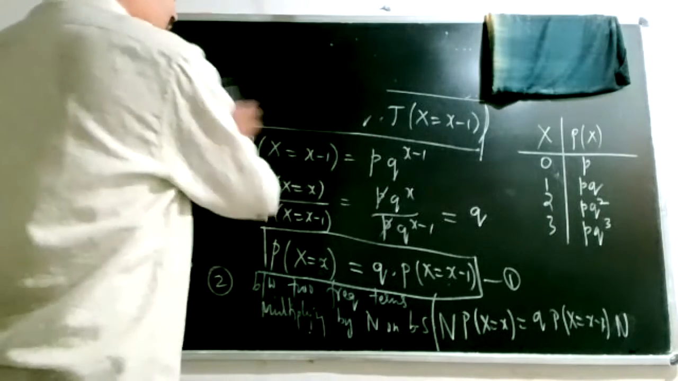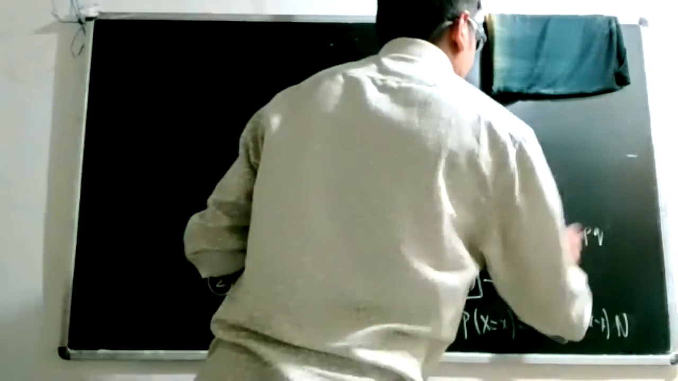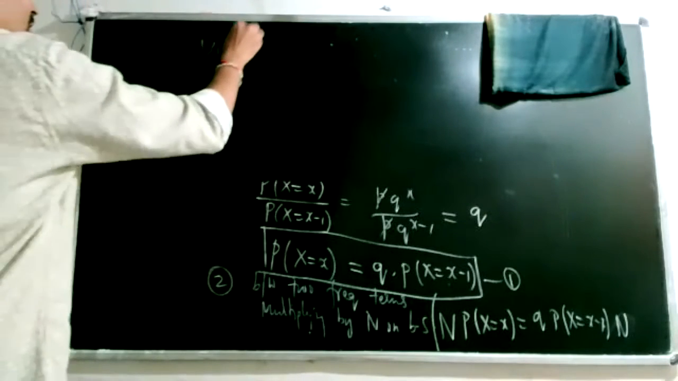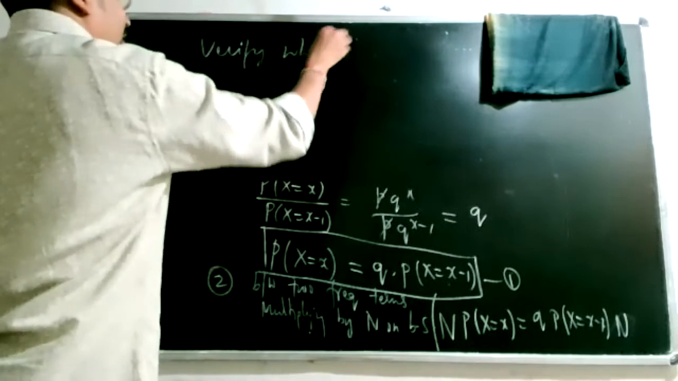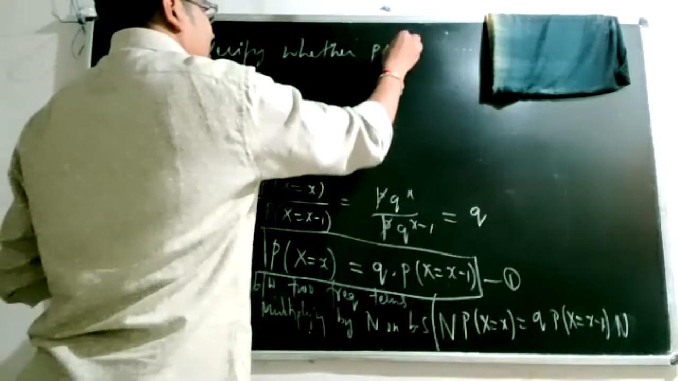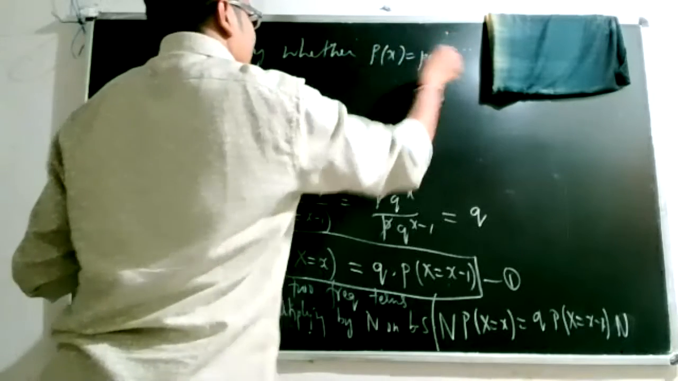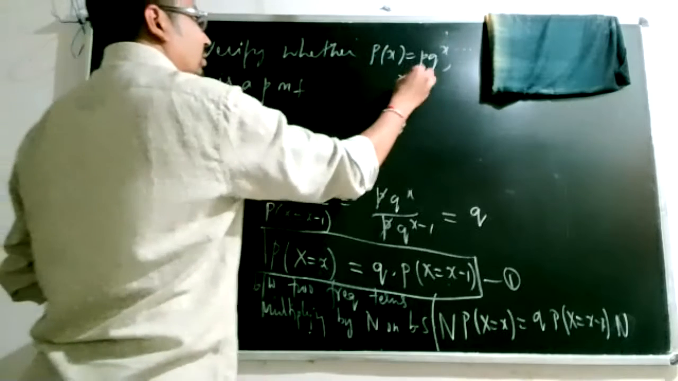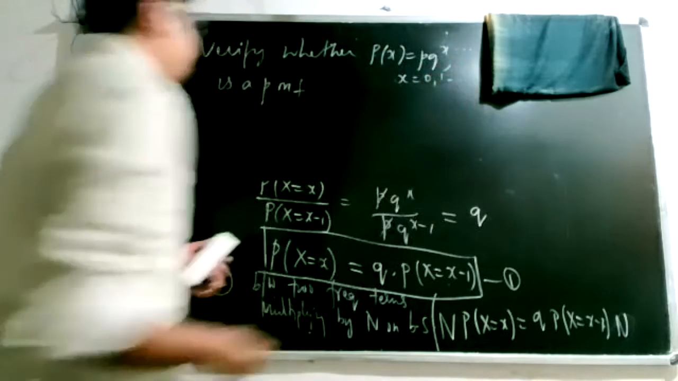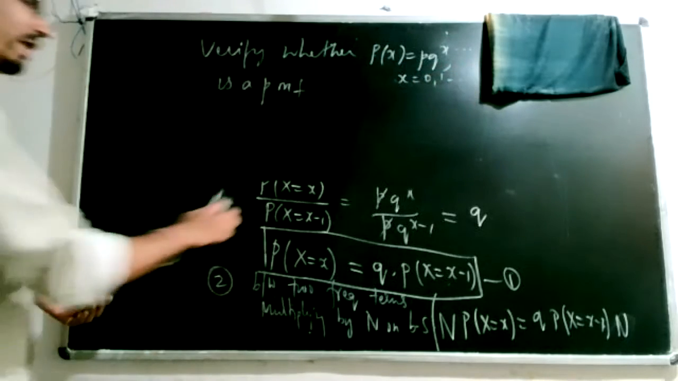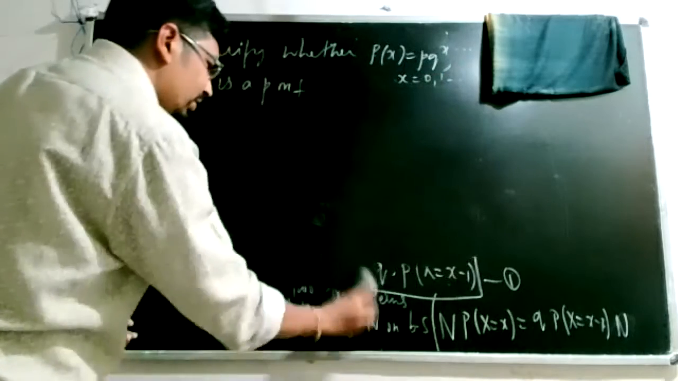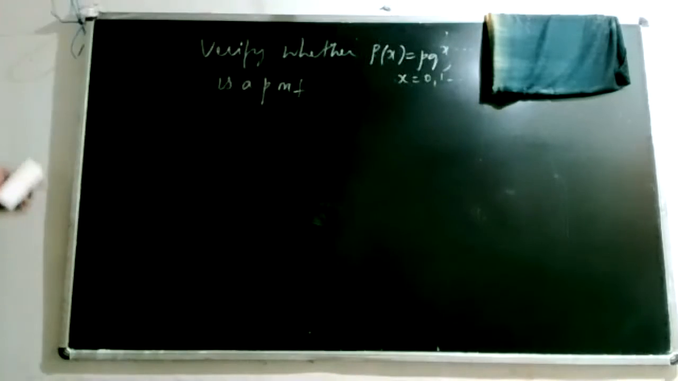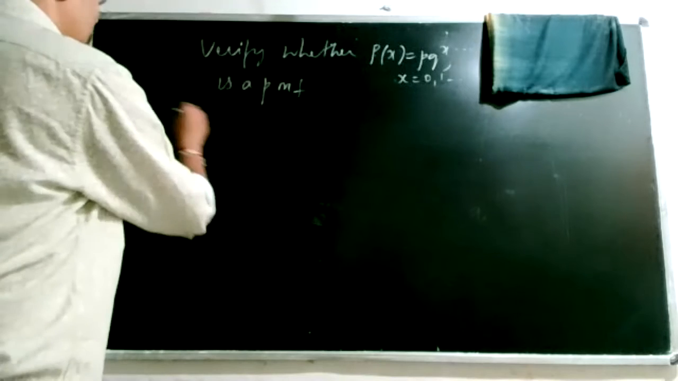Now we'll see whether p q power x actually produces a total probability of 1. So verify whether p of x equals p q power x is a PMF. So the question will be like, say, define geometric distribution so that it is a PMF. You can define either the y form or the x form.